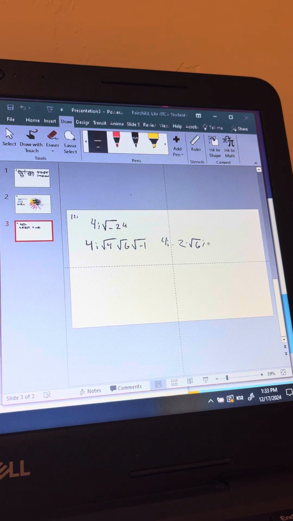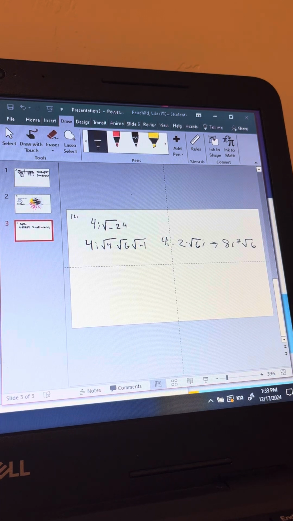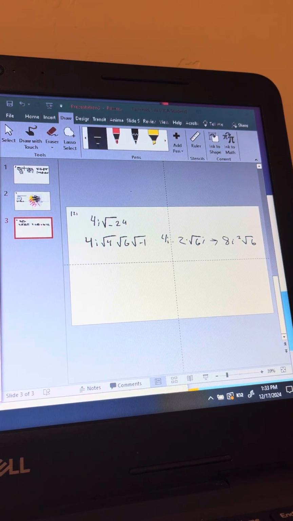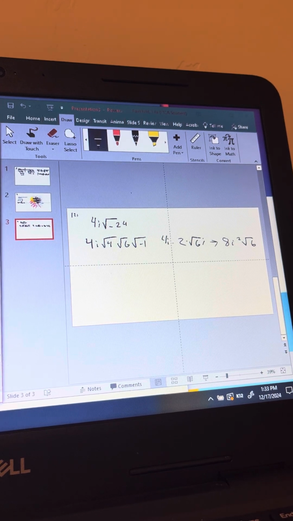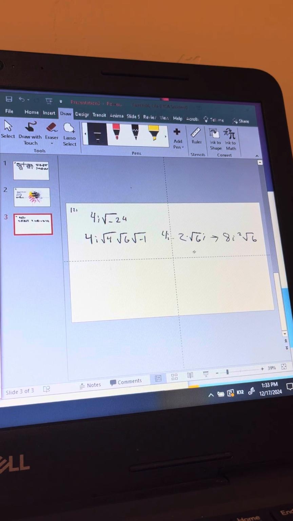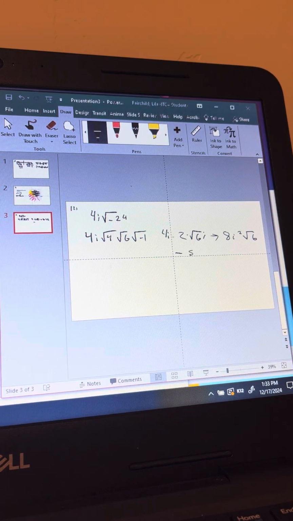And then from there, I can go 8i to the power of 2, and then square root of 6. And I can turn that into 8, 6.